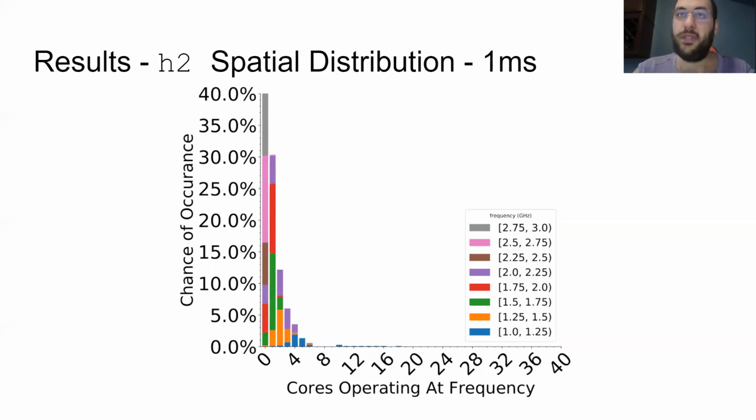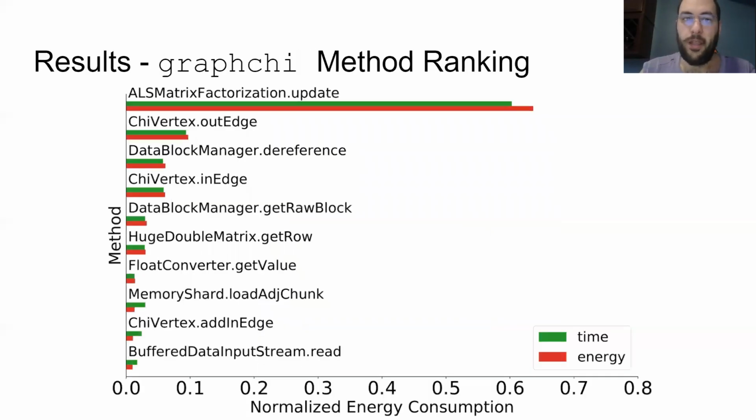So let's actually look at some of these method footprints now. So first is going to be the method ranking that we looked at earlier. This is for the application graphchi, which is a big data framework that solves graph algorithms. For this particular benchmark, we can see we were solving ALS matrix factorization with the majority of the energy being consumed by the method update. This makes sense because in this particular implementation, most of the work is done within this update body.